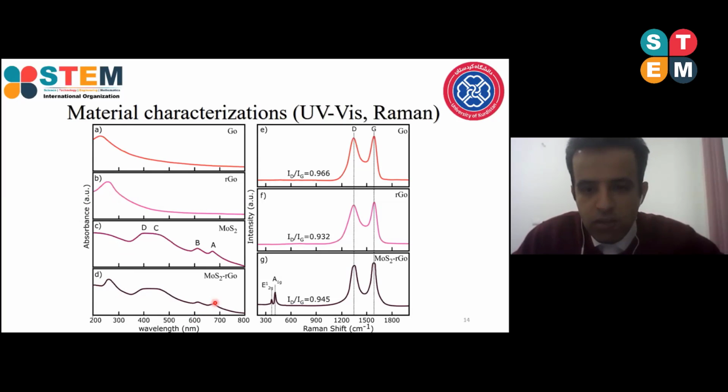of the hybrid structure. Also, we use the Raman for the graphene oxide and reduced graphene oxide, where we show that the ID to IG ratio decreases, and it is a sign of the reduction of the GO to reduced graphene oxide. And also the hybrid structure shows peaks for both materials, MoS2 and also reduced graphene oxide.